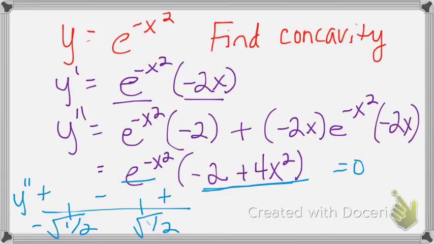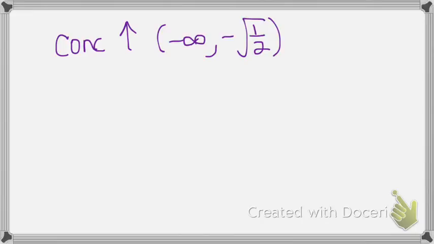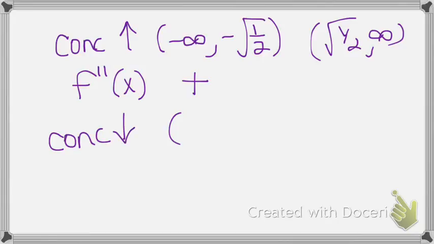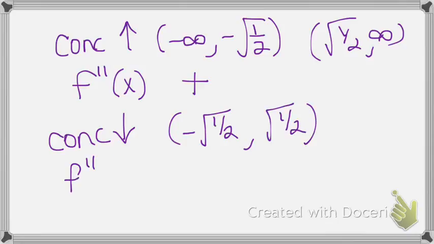So what this tells me is that the graph is concave up and then concave down and then concave up. So it's concave up. I think I'm going to write this on a new slide. It's concave up from negative infinity to negative square root of a half, and also square root of a half to infinity, because f double prime of x is positive. It's concave down from negative square root of a half to positive square root of a half, because f double prime of x is negative.